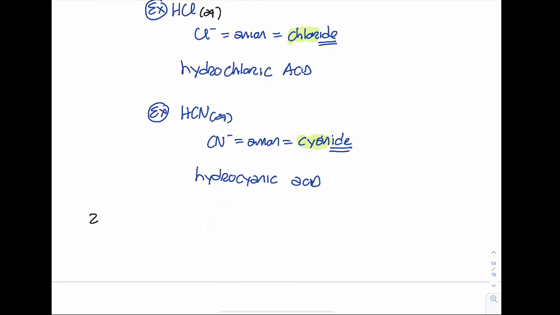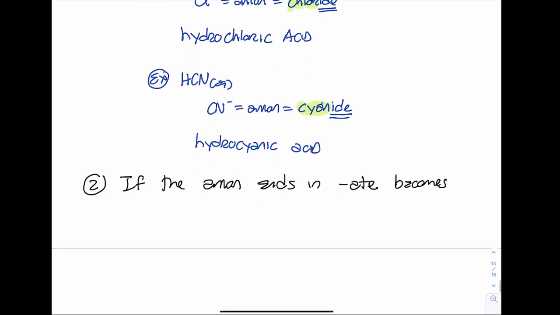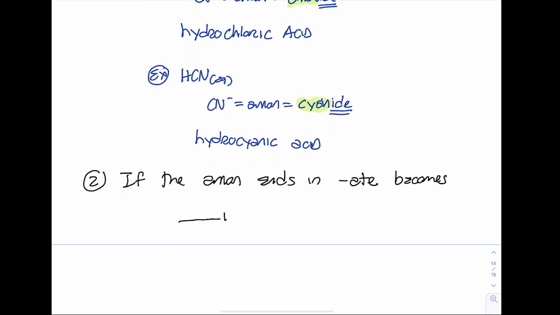Our second, this is going to be if our anion ends in ATE. It's going to become ic acid, no hydro this time. So if the anion ends in ATE, it becomes ic acid. So essentially you're going to replace the ATE with ic acid.